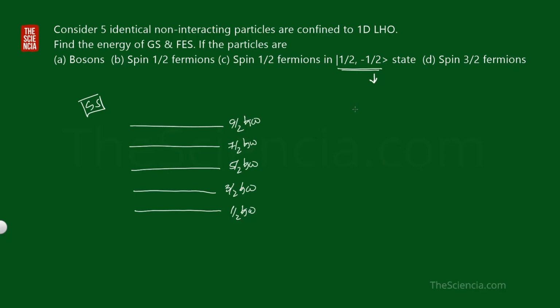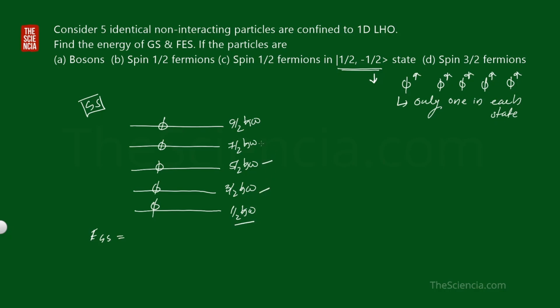Here you see all the fermions, all the particles are in the same spin state. Okay, therefore by Pauli's exclusion principle, each state can occupy only 1. Therefore here there will be 1 fermion, here will be 1, here will be 1, and here will be 1. So 5 fermions will occupy like this. So you can find the ground state energy, that is equal to this energy plus this one plus this one plus this one plus this one, because each state contains only 1 particle.